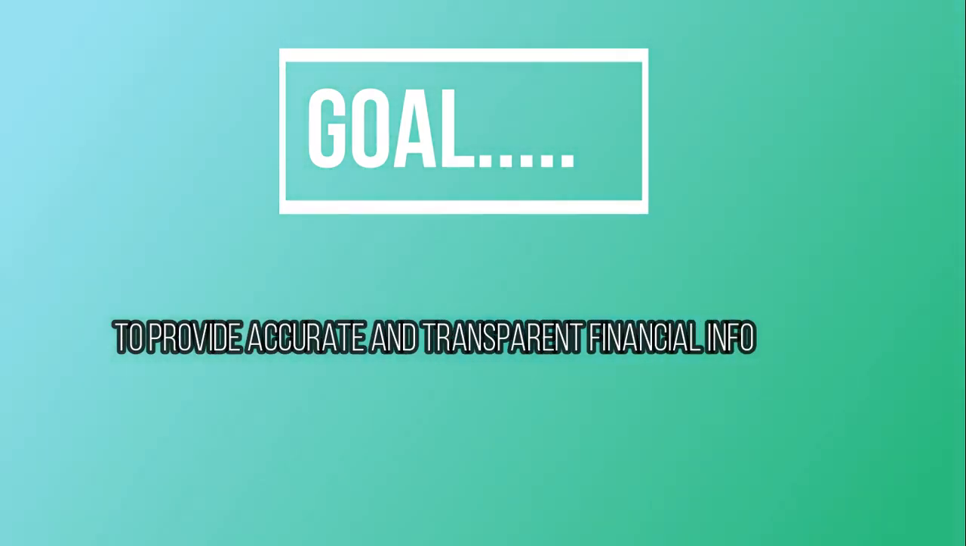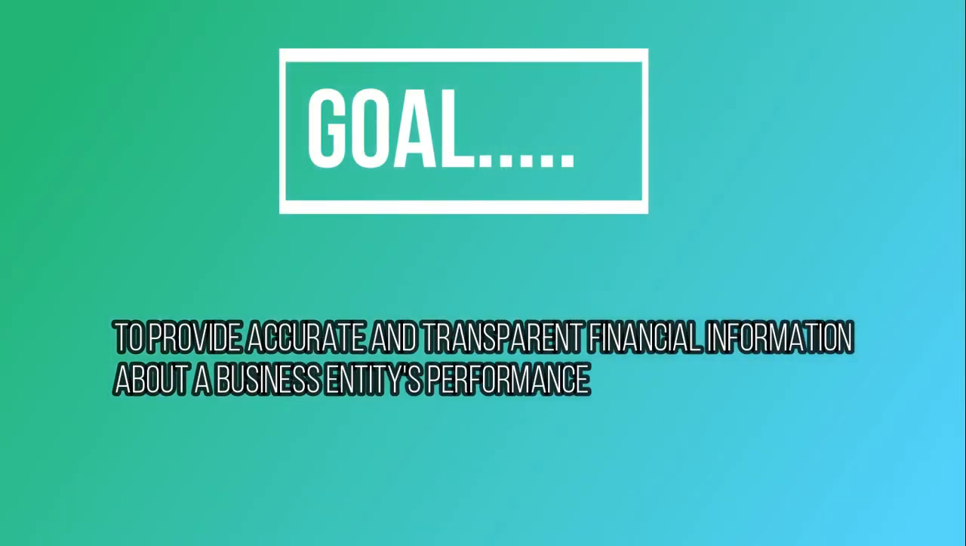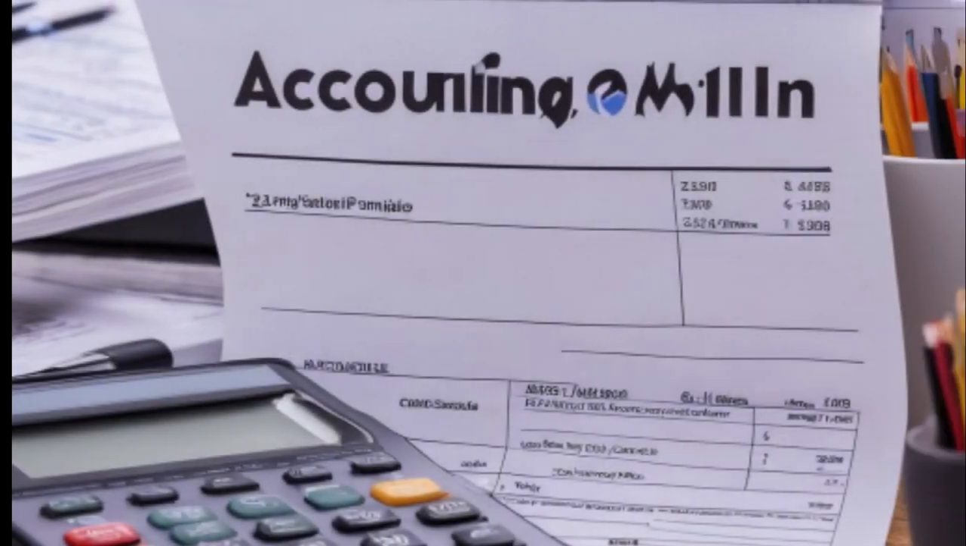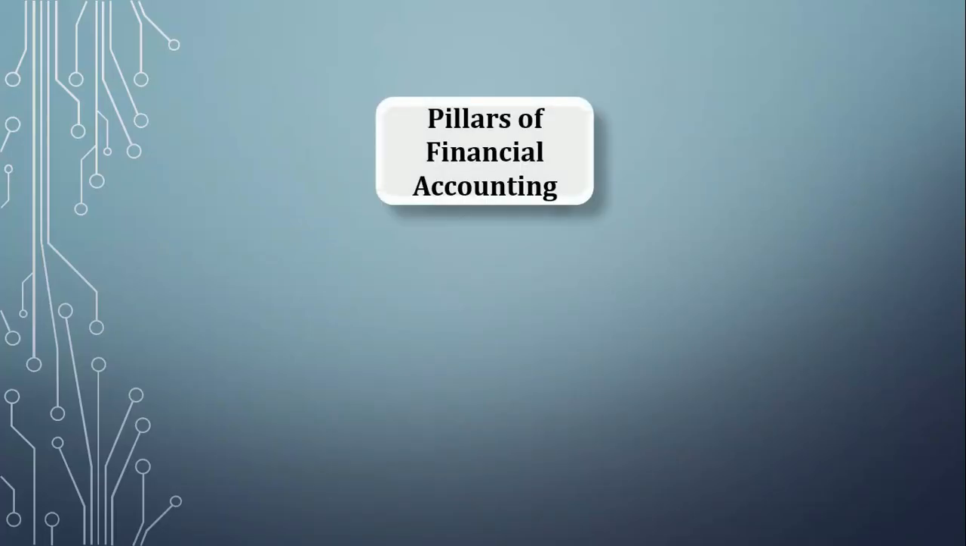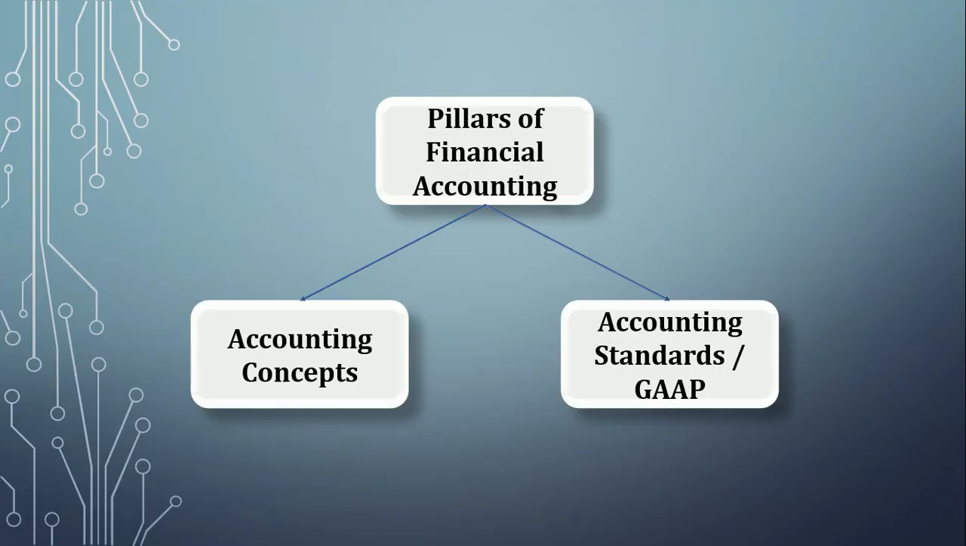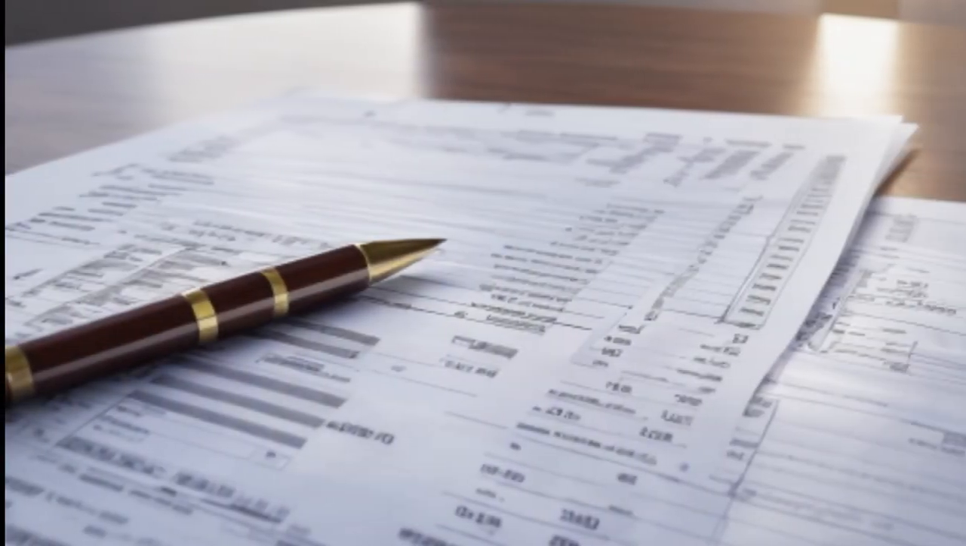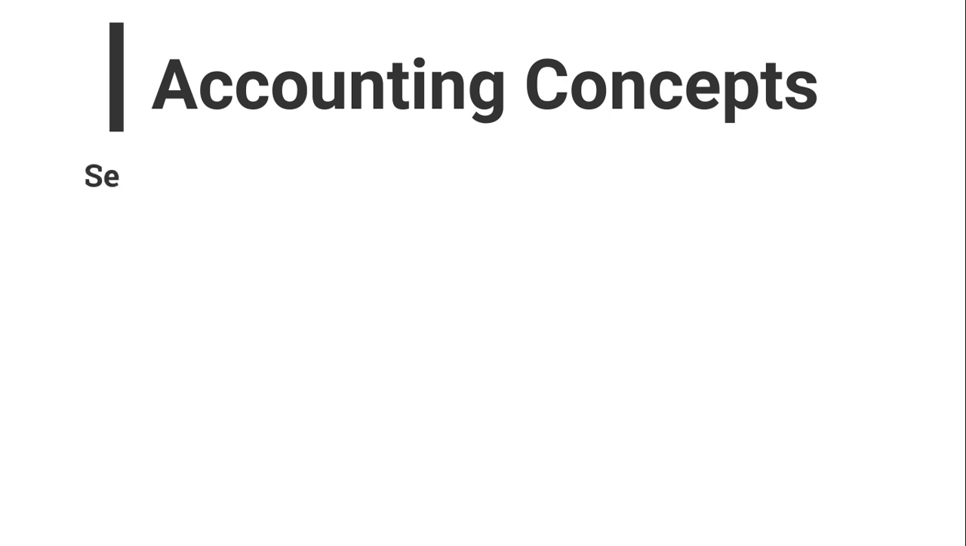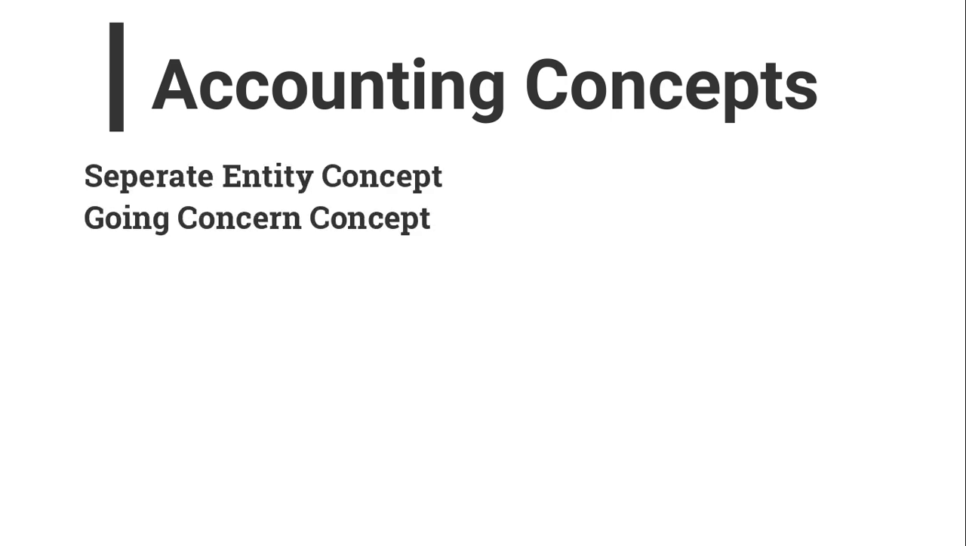Its primary goal is to provide accurate and transparent financial information about a business entity's performance and financial position. Financial accounting is basically guided by accounting principles and accounting standards. These principles and standards provide a framework for financial accountants to record, report, and analyze financial transactions in a consistent and transparent manner.